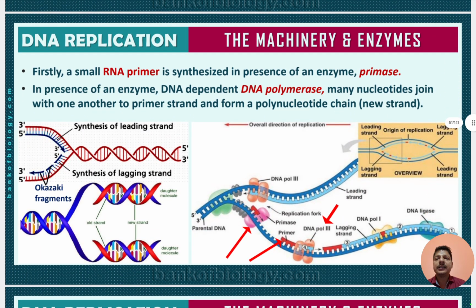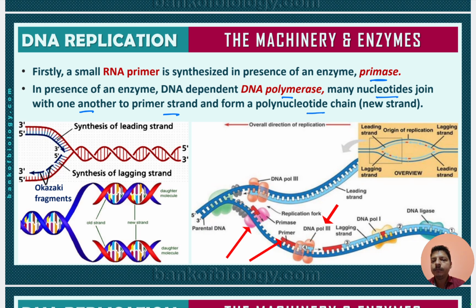Here, firstly, a small RNA primer is synthesized in the presence of an enzyme, primase. In the presence of an enzyme, DNA-dependent DNA polymerase, many nucleotides join with one another to the primer strand to form a polynucleotide chain, that is, the new strand.